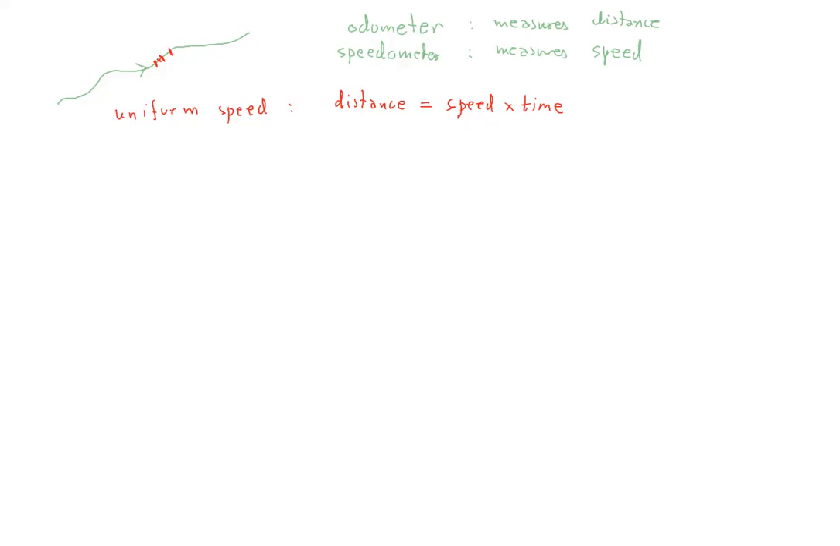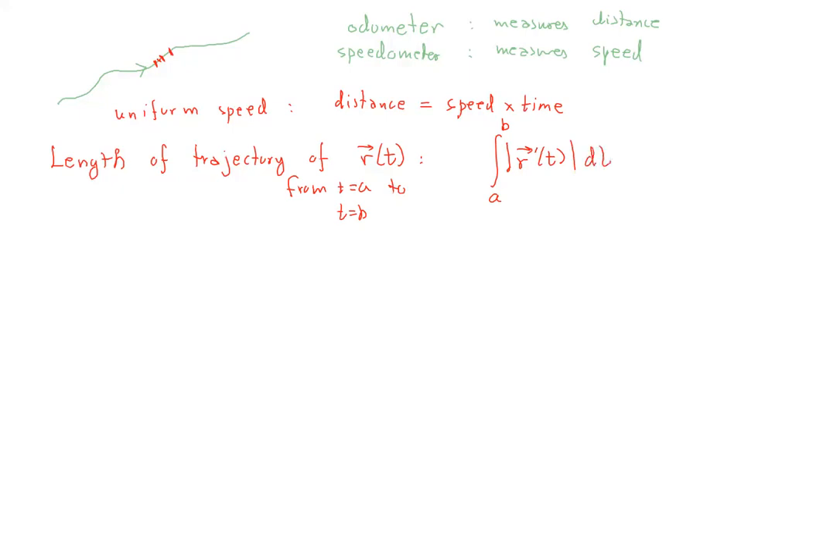So we can come up with the following formula. The length of the trajectory of r of t is simply the integral, and I should say here, from time A to time B, the integral from A to B of the magnitude of the speed. And let's look at the first example.